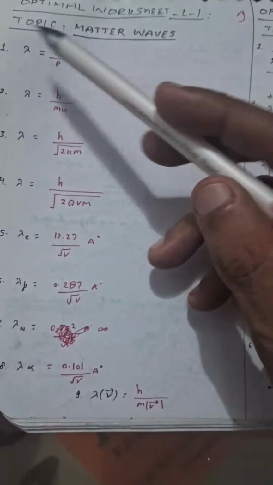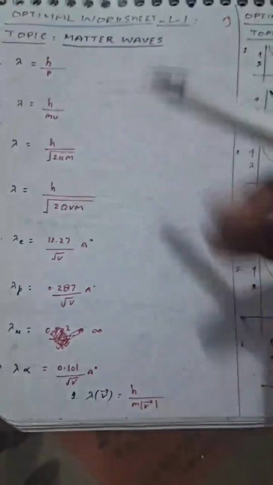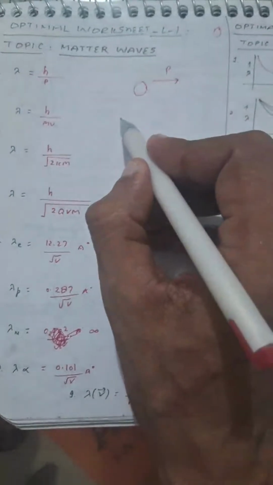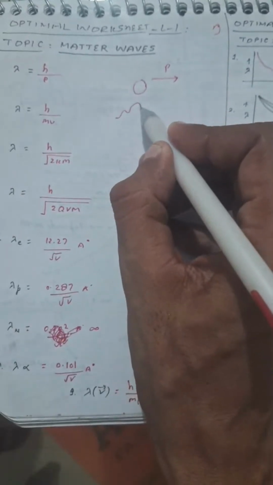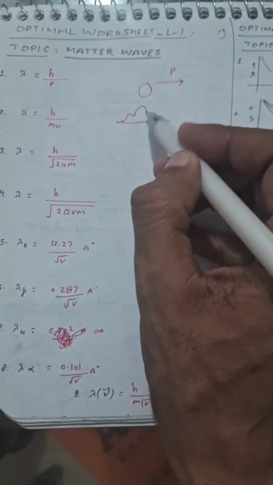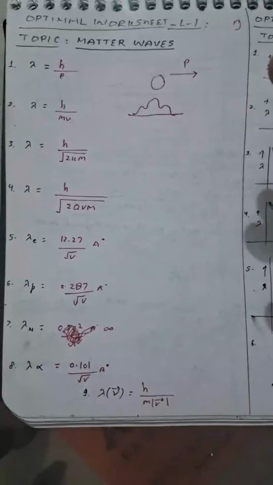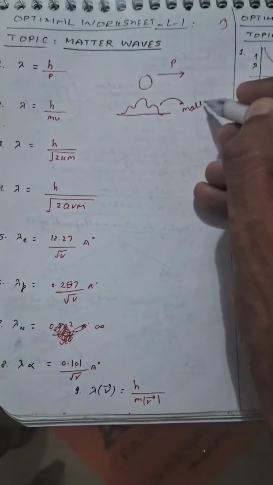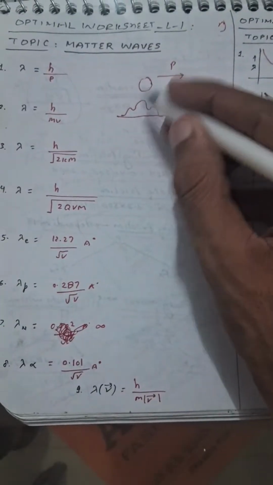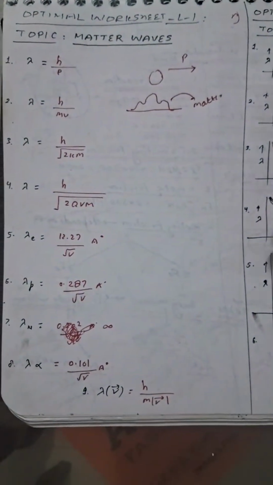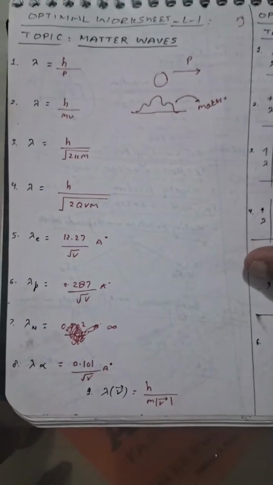So the first question is about the wavelength of the de Broglie wave. You just visualize, suppose this is a particle and it is moving with a certain momentum p. Then we associate a localized wave with this particle, and this is called the matter wave, which is a localized wave. Localized means it's just present near this particle, in the vicinity of this particle. So that is the concept of matter waves.